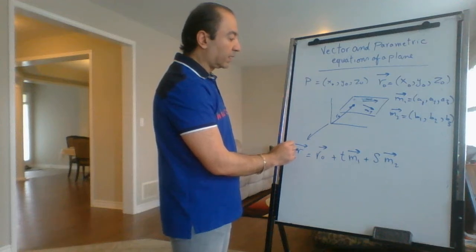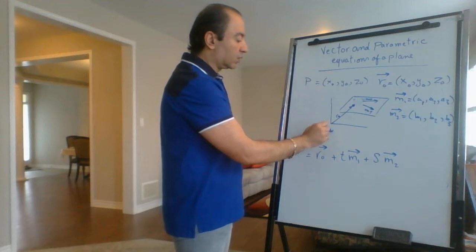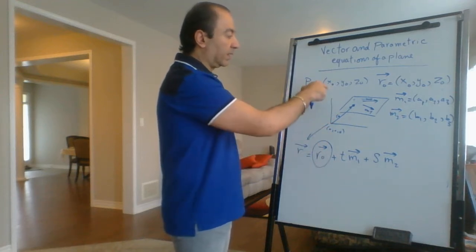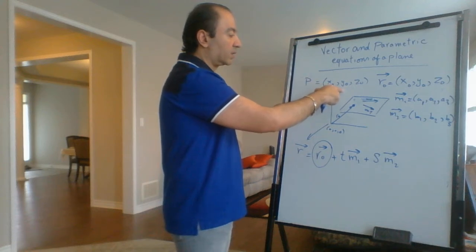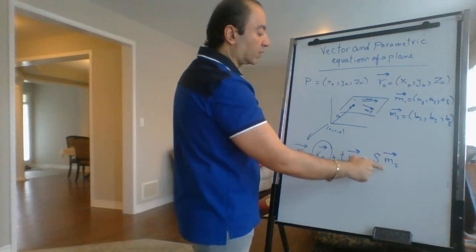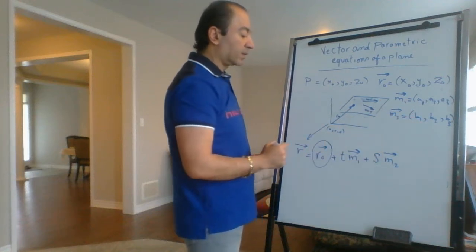This is the vector that connects any point on the plane and the origin, 0, 0, 0. And this is the given point on the plane, x sub 0, y sub 0, z sub 0. This is m1, the first direction vector. This is m2. Those are the parameters.